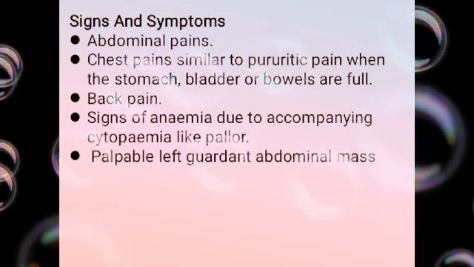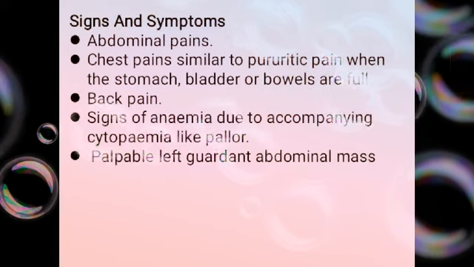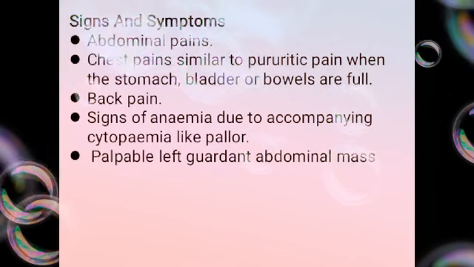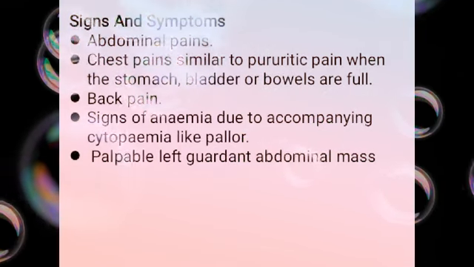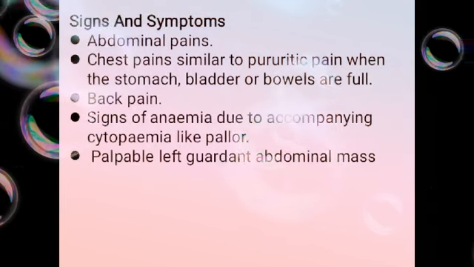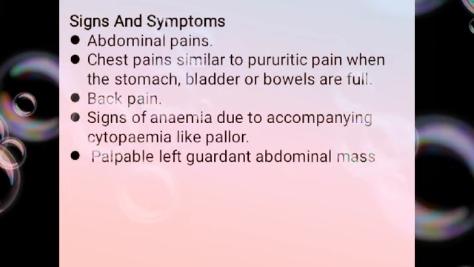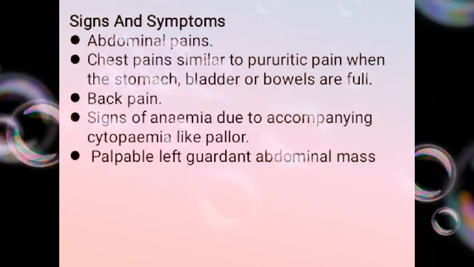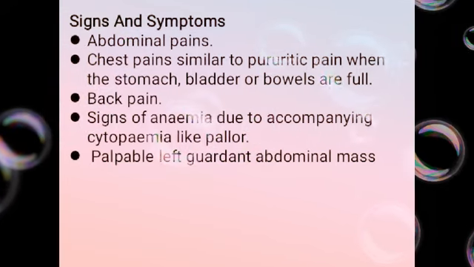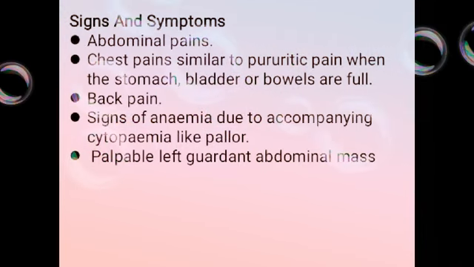So as it is destroying the red blood cells, anemia would result, and there will be a palpable left abdominal mass. There will be an abdominal mass that is going to be formed. This is actually the abnormal growth that is going to be shown due to the enlargement of the size of the spleen. So that's what we are talking about when we're saying the palpable left abdominal mass.